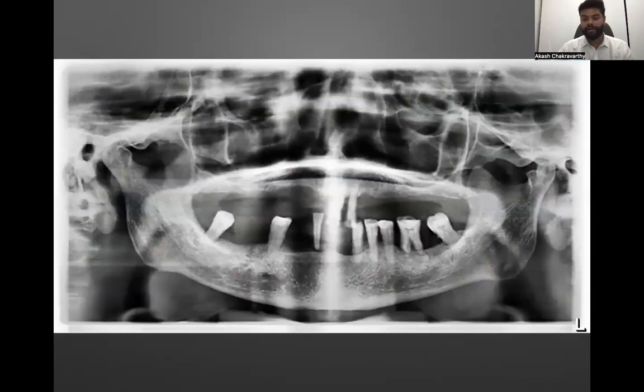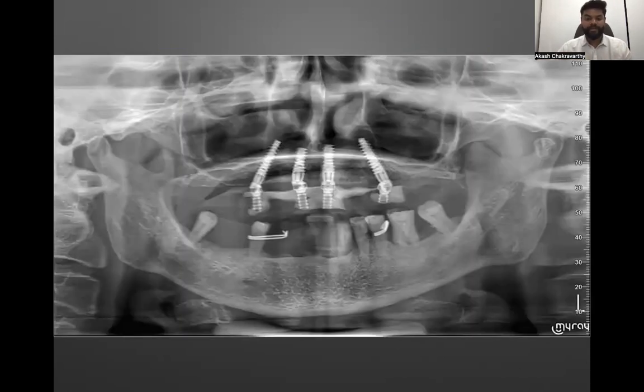This is another case where we had rehabilitated the upper. The patient only wanted upper. She didn't want the lower, in spite of us telling her that she needs lower, but she didn't want lower at all. So we had placed the implants. And this is the long-term temporary. Believe me, I think we had done this case 4 years ago. She's still on long-term temporary. She had not come back yet. She is saying she's very comfortable with the long-term temporary.